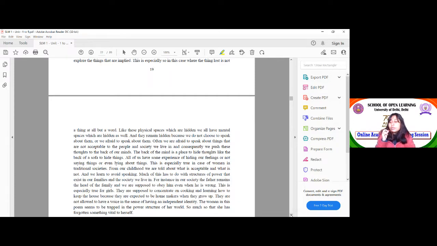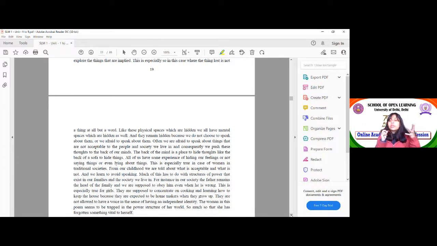This is especially true in the case of women in traditional societies. From our childhood, we are told what is acceptable and what is not. So we learn to avoid speaking. Much of this has to do with structures of power that exist in our family and society. So now when we come to this poem, like I said, there is a gender angle to it. This woman has probably not said a lot of things, not only because of the language, which is one angle of looking at it, but also probably because she's a woman. She was told not to say certain things. So many of our parents have told us that this is not a very ladylike thing to say. So maybe that is what she learned, that there are things she cannot speak about because she is a woman. And what happened then is that she pushed them at the back of her mind, and she forgot how to say those things.